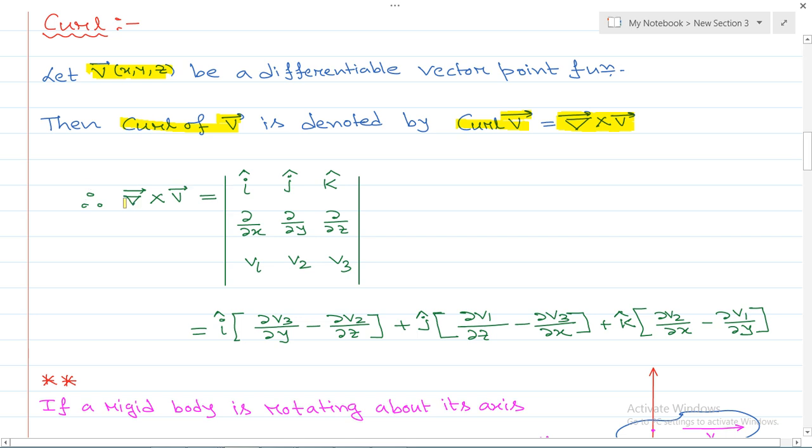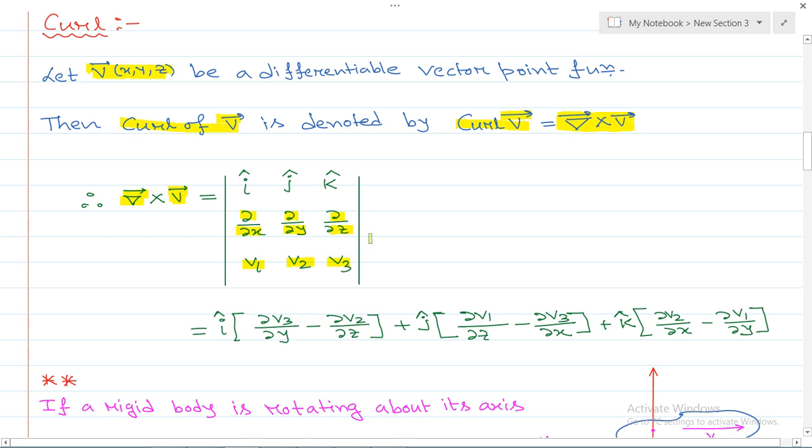So how to obtain curl of V? For del cross V, the cross product will be done using the determinant concept. So i cap, j cap, k cap. Here first of all we have to write down the operator del/del x, del/del y, and del/del z. Now the components of the V vector, that is v1, v2, and v3.